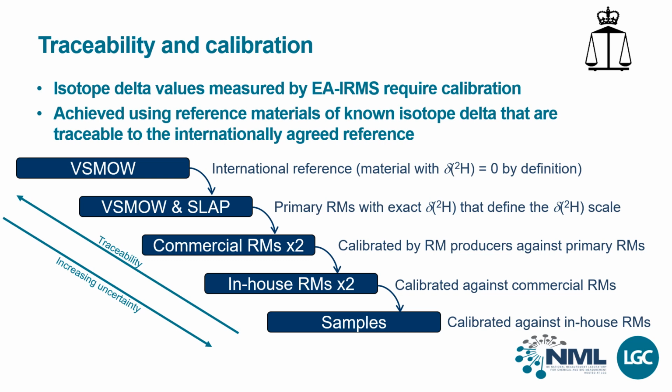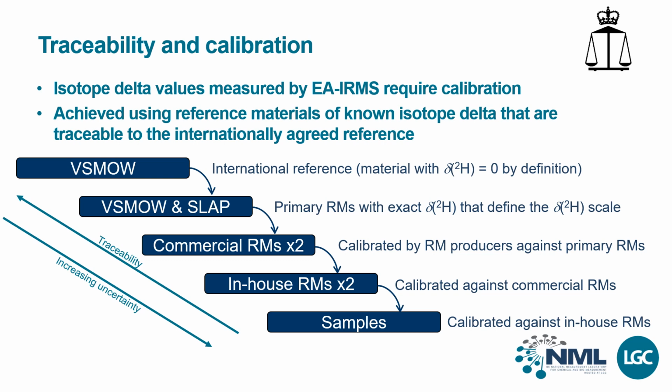Therefore, isotope ratio reference material producers calibrate other commercially available reference materials against VSMOW and SLAP. The further along the traceability chain from VSMOW and SLAP, the larger the measurement uncertainty. However, by measuring samples against materials that are traceable by a series of calibrations to VSMOW, we can be sure that our hydrogen isotope delta values are comparable and compatible with those reported in other laboratories.